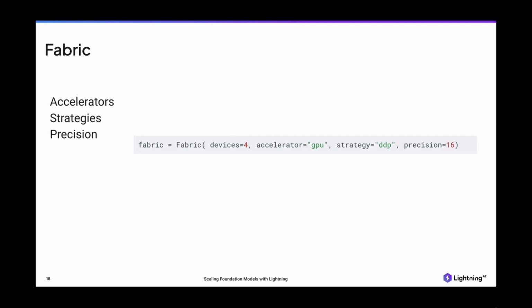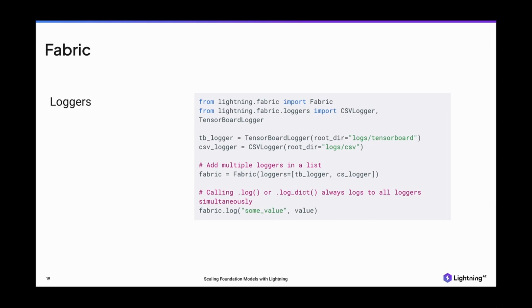And here is how you instantiate a Fabric object. You tell it how many devices you're running on, what kind of accelerator you're using, the strategy, whether it is a single device, DDP, FSDP, DeepSpeed, and what precision you want, like 16-bit, 16-bit mixed, and so on. This is an example of how you pass a logger. You can pass n loggers to the Fabric object, and then whenever in your code you call fabric.log, it will log to these loggers.